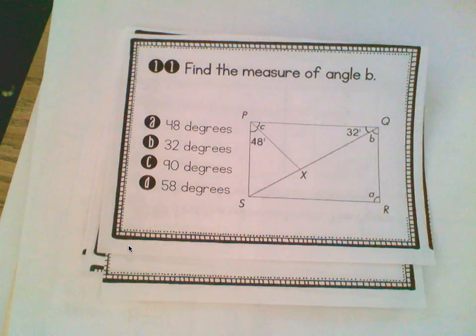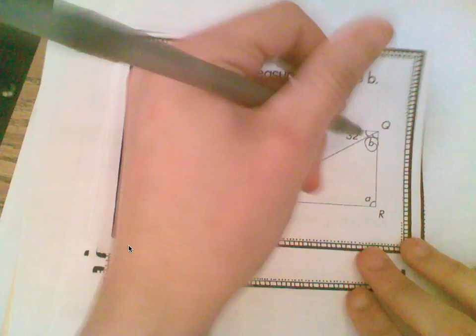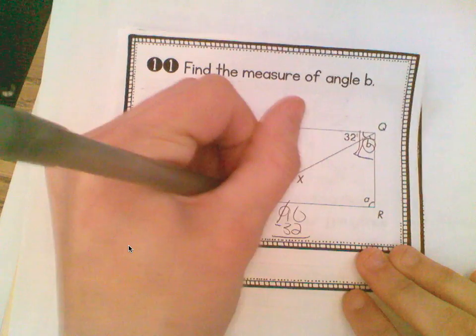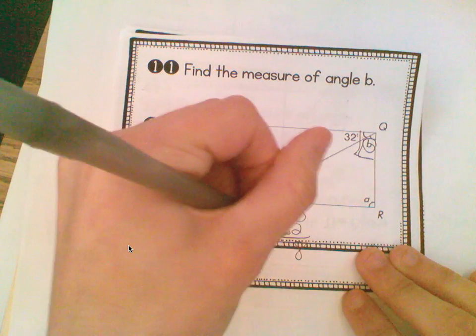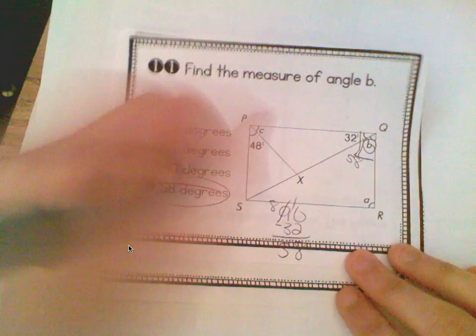Let's do another one. Pause the video to solve. It says find the measure of angle B. Here's my B. This is a rectangle, so I know that the corner is 90 degrees. So I'm going to do 90 minus 32, and I would get 58 degrees left. So then I know that angle B must be D, 58 degrees.